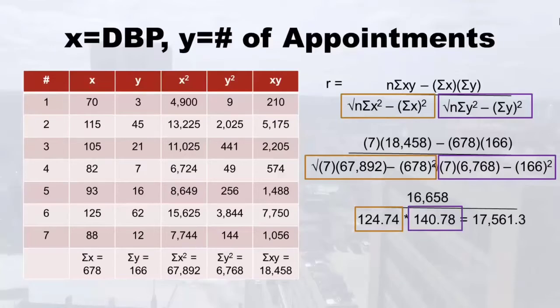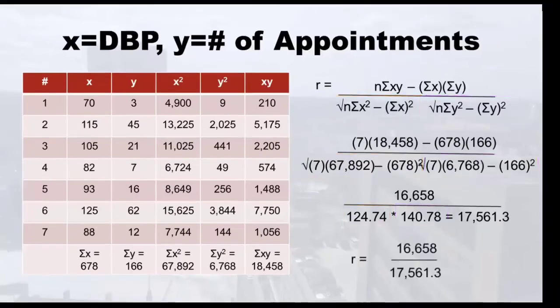So this slide is to help you see. I threw the numerator on, that was relatively easy. But these are the two different numbers you should get from the left side of the denominator and the right side of the denominator, just to check your work. And then, of course, once you multiply them by each other, you get this number, 17,561.3.